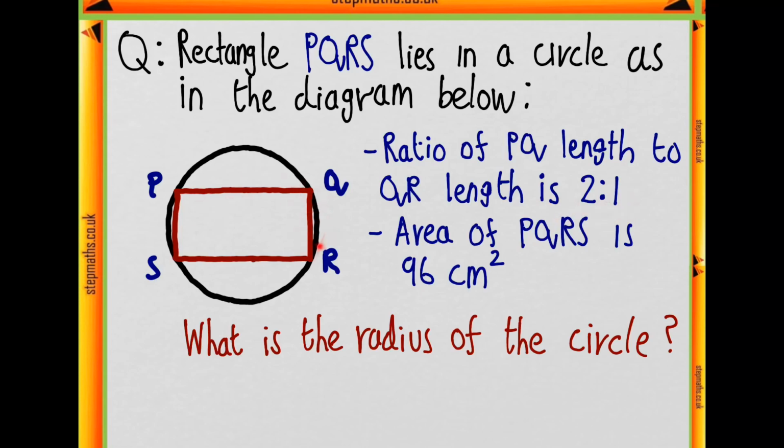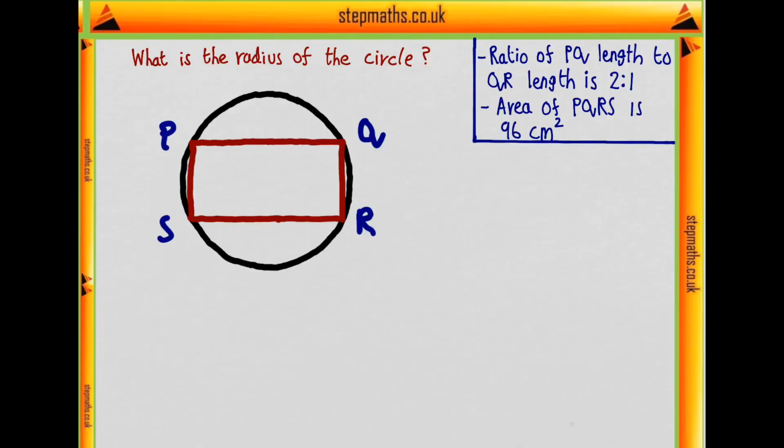And the area of this rectangle is 96 centimetres squared. The unit doesn't particularly matter here, but all of this is in centimetres. And we're asked, what's the radius of the circle? So how do we go about this? Well, we've got all of this information here, and it's really hard to visualise in a minute.